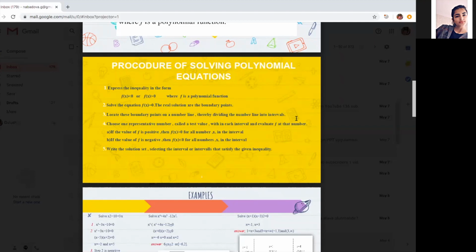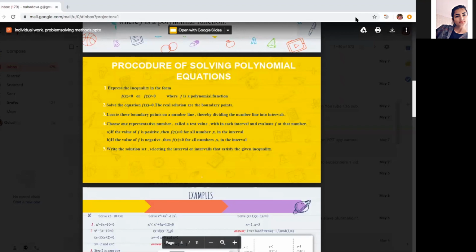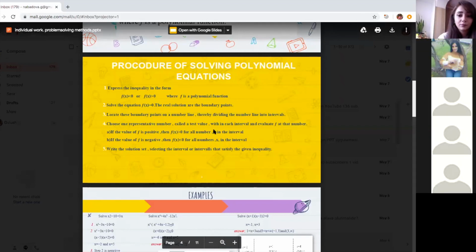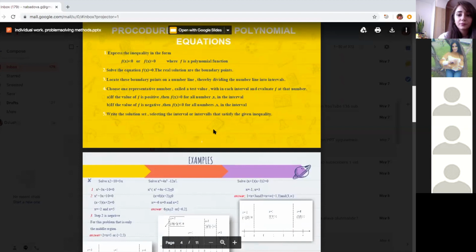A. If the value of f is positive, then f is greater than 0 for all numbers x in the interval. B. If the value of f is negative, then f is less than 0 for all numbers x in the interval. Fifth, write the solution set, selecting the interval or intervals that satisfy the given inequality.